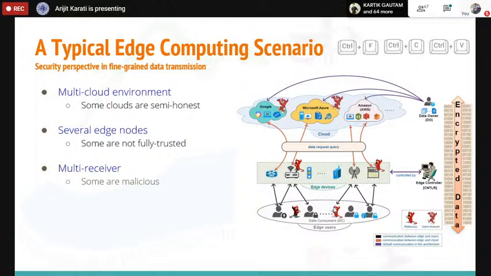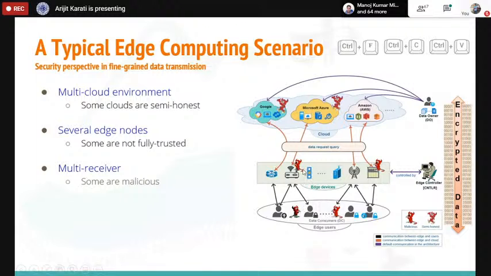So we have to design by ourselves, we have to think, we have to consider some assumptions, and based on that, we can build some kind of algorithm, a cryptographic algorithm, to achieve those kinds of functionalities. So what we discussed here is that we have multiple clouds, several edge nodes, and multiple data consumers, or multiple receivers. Now we know that this is a three-layer architecture.